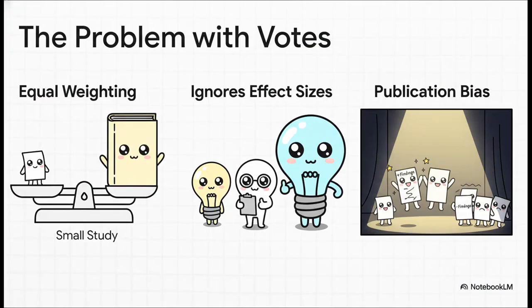Right, here's the catch. The consensus meter uses a method that experts call vote counting, and they've been warning people about it for years. Why? Well, for one, it treats a tiny study with 10 people the exact same as a massive one with 10,000. It completely ignores how strong an effect is, and it's totally blind to publication bias. The fact that studies with positive results get published way more often. So that beautiful, simple visual, it's actually hiding some pretty serious flaws.